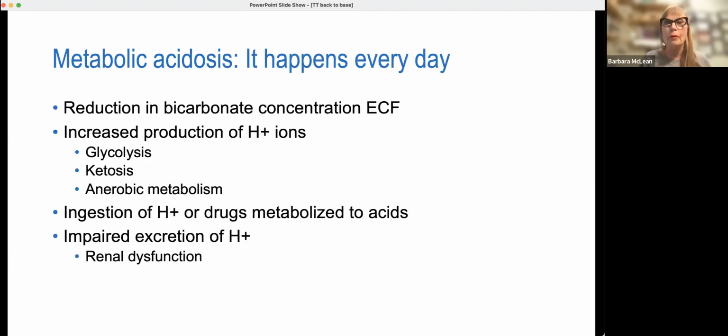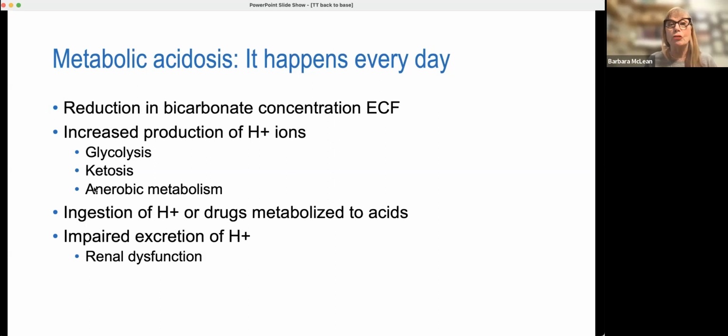So I think we've already covered all of that. I just want to remind you that metabolic acidosis happens every day under your care. And what you want to remind yourself of is the main conditions that occur, right? I can't excrete hydrogen. I've got to have good kidneys to excrete hydrogen. So if I have any stage of kidney dysfunction, I'm going to have impaired excretion of that metabolic acid, hydrogen. Ingestion of hydrogen or other drugs that are metabolized to acids can, of course, also cause acidosis, like ethanol and other agents such as that.